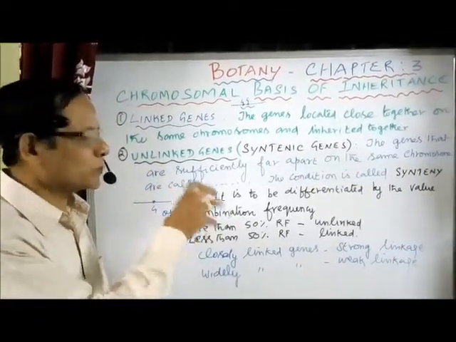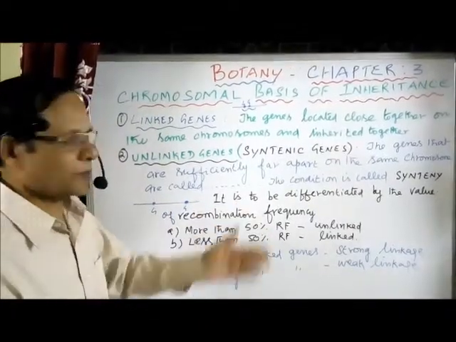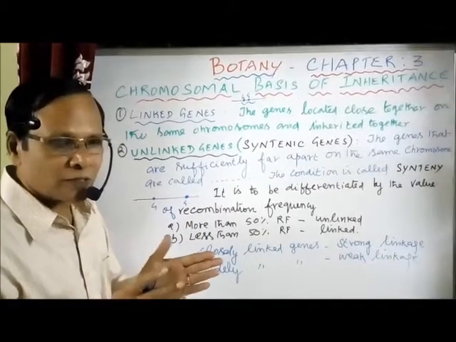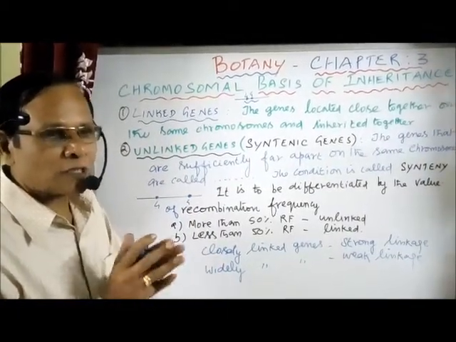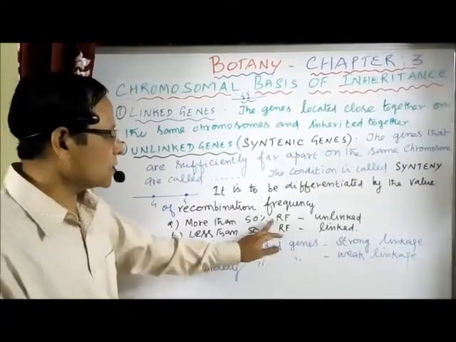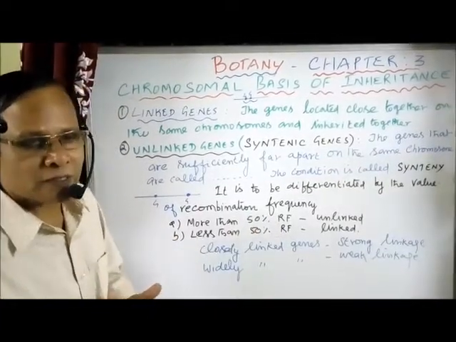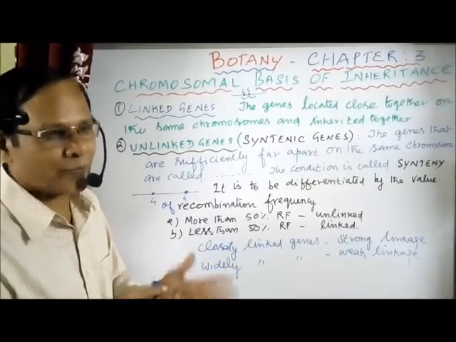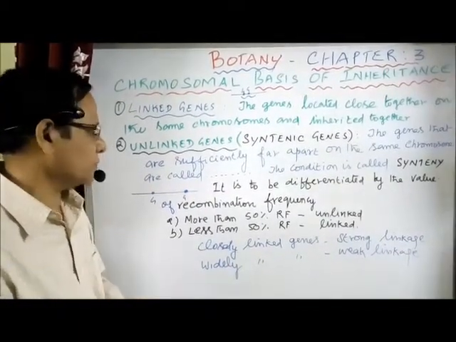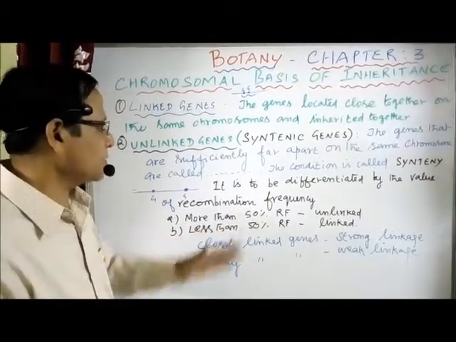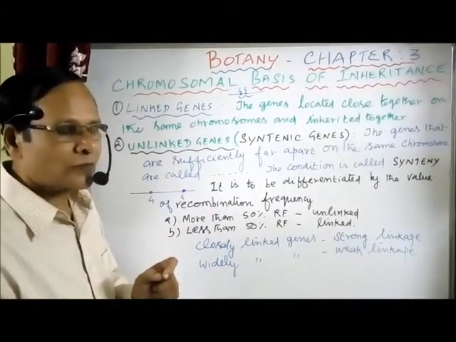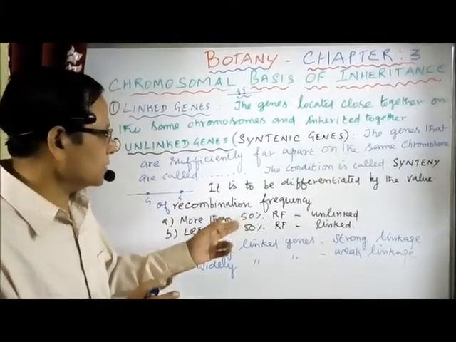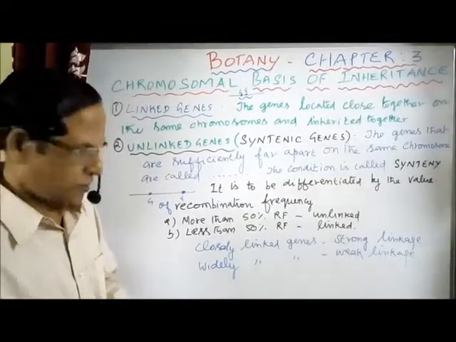We will do that with problems after some time. Anyway, you can measure the distance between the genes by means of recombination frequency, simply called RF, or percentage recombination, or centimorgan. This is called mapping of genes on a chromosome. We have a separate topic later. Remember, to identify whether the genes are linked or not linked, you use the recombination frequency.